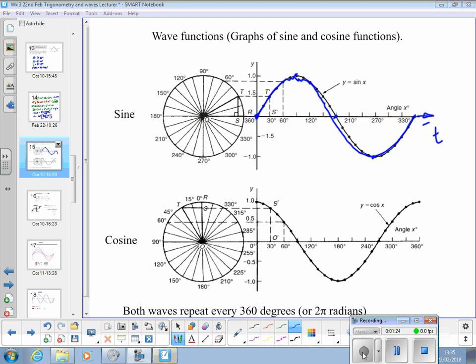The cosine function has us starting with the cosine of 0 being 1, a 0 crossing at 90 degrees, a negative peak at 180, 0 crossing at 270, back up to a peak at 360.